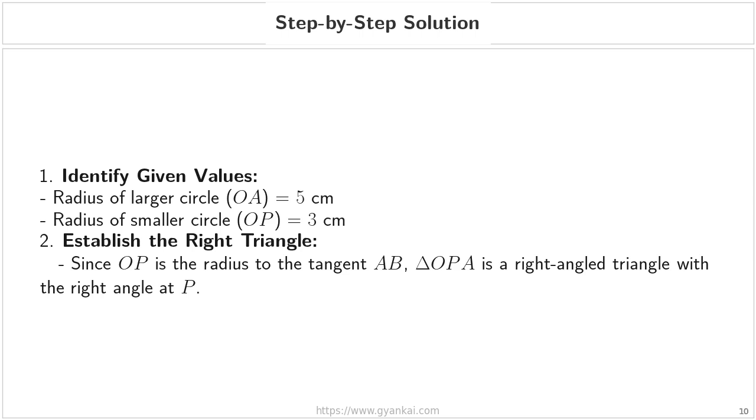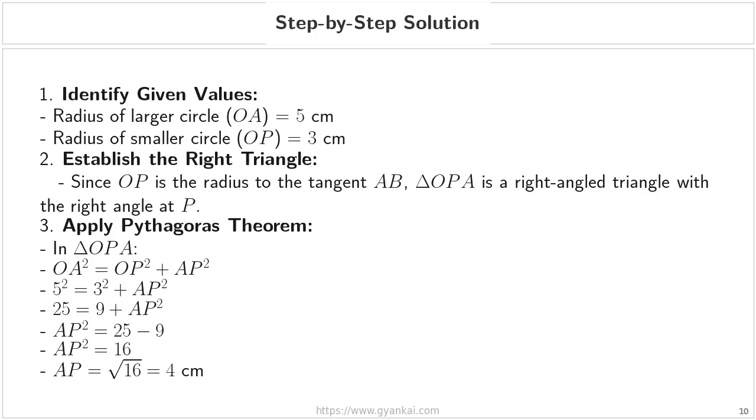Second, we need to establish a right-angled triangle to work with. Remember from our earlier conceptual breakdown that a tangent is perpendicular to the radius at the point of contact. Since the line segment OP is the radius meeting the tangent line AB at point P, we can conclude that triangle OPA is a right-angled triangle, with the right angle located at point P.